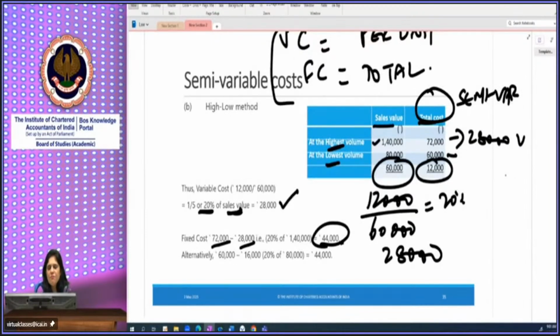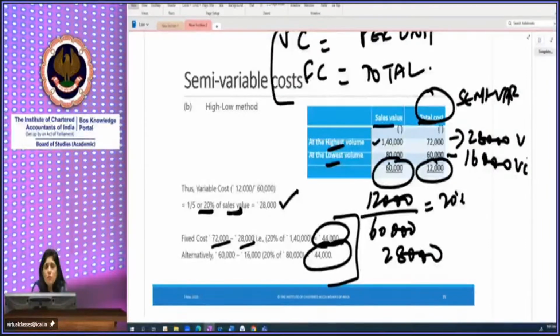We can repeat it with the second sales figure also. 20% of 80,000 is 16,000. So 60,000 minus 16,000 is 44,000. So that means the balance is again 44,000. See, fixed cost remains the same. Whatever the sales value or the sales volume, fixed cost remains the same. So we have split the semi-variable into fixed and variable, right? Let's move further. I hope you must have understood this. Just have a final look at this.